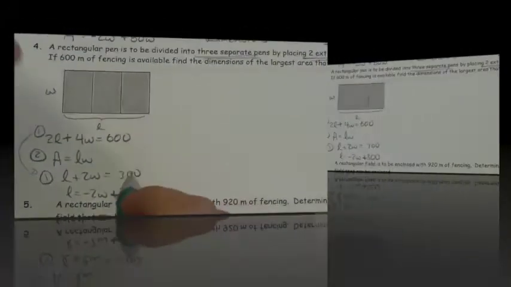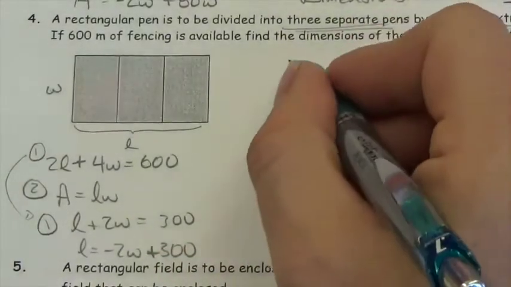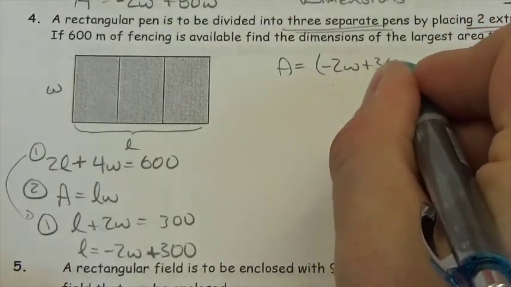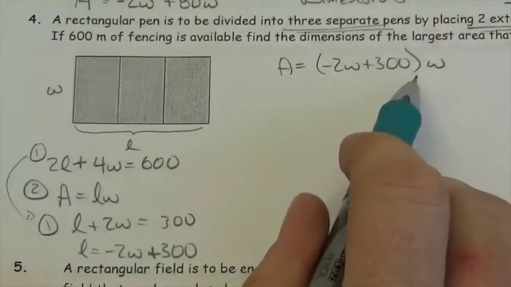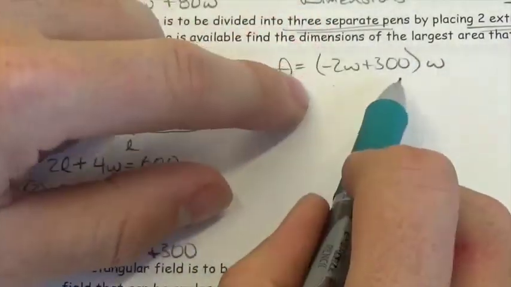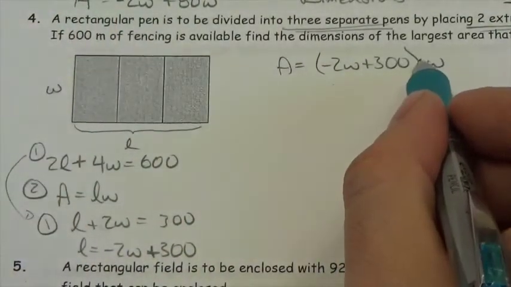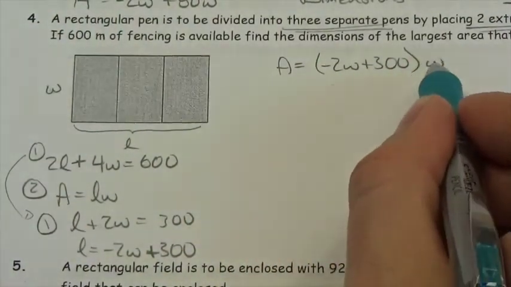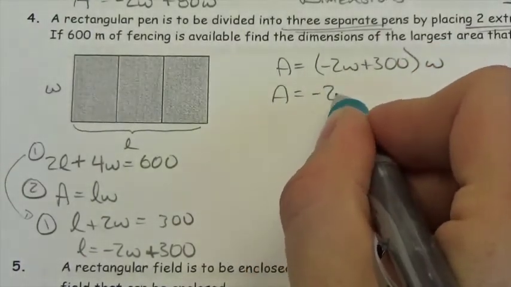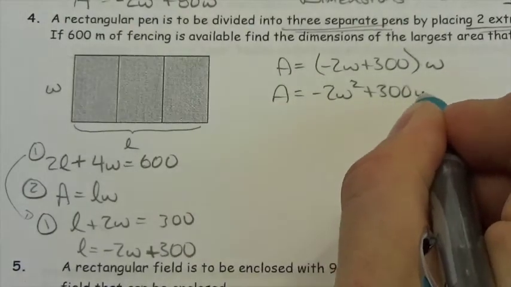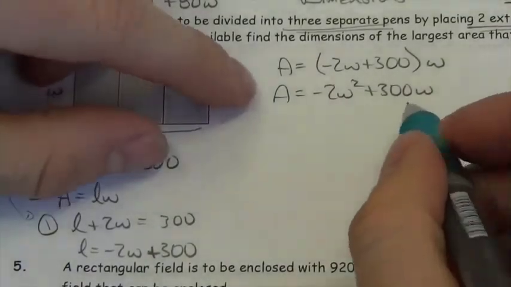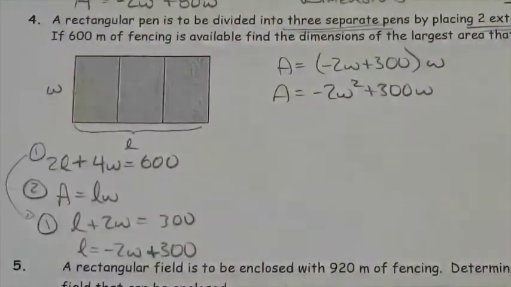All right, now we're going to substitute into the area equation. So area is going to equal the length, so negative 2W plus 300 times W. Okay, and again parentheses because the width is being multiplied by the entire expression for the length. And now because this is a binomial multiplied by a monomial, I could distribute that monomial through. And area will equal negative 2W squared plus 300W. All right, now I've got this nice expression for area in terms of just one variable. It's exactly what I wanted.